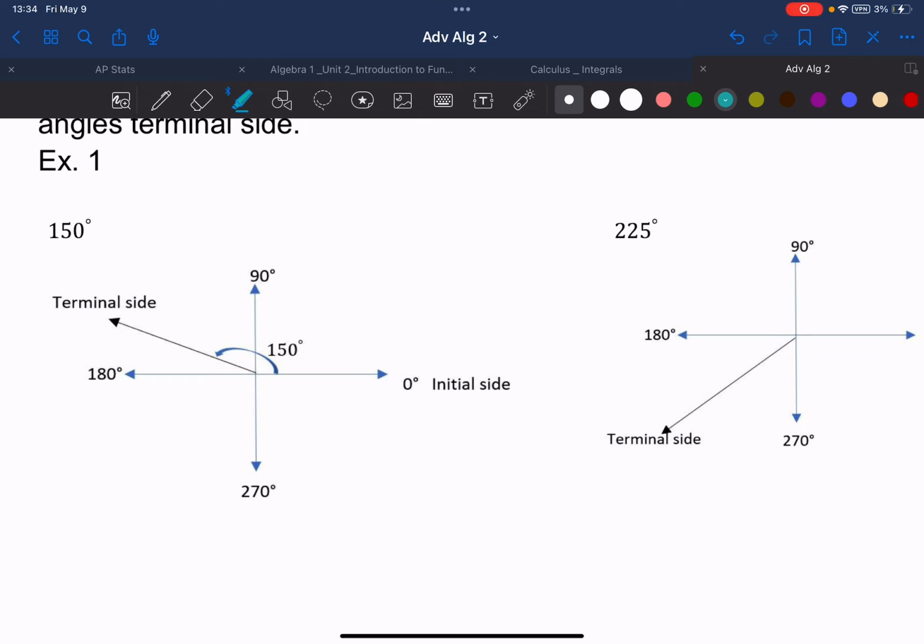In this first example, notice that we have our initial side here. And then we're looking at the angle 150 degrees. Notice this angle goes counterclockwise, so it's starting at 0 and going all the way here to the terminal side. This entire area here is 150 degrees. What we're trying to find is this theta value that is between the x-axis and the terminal side.